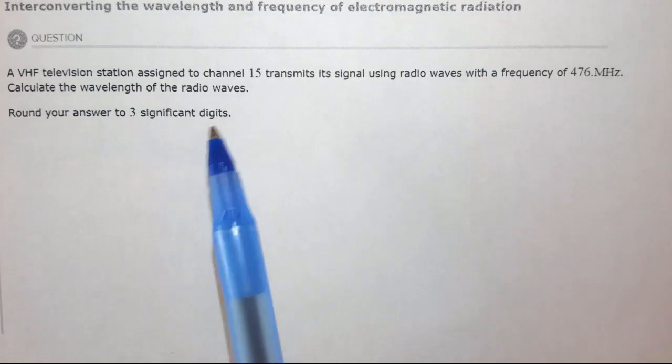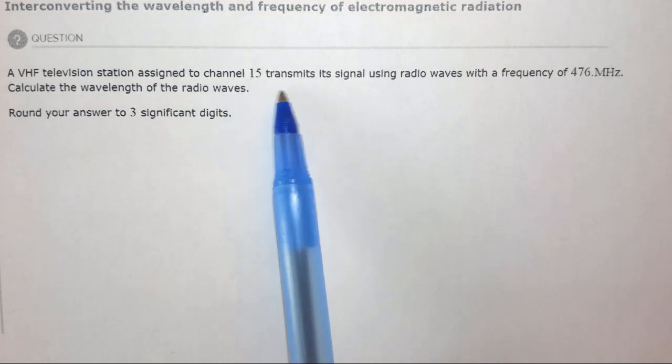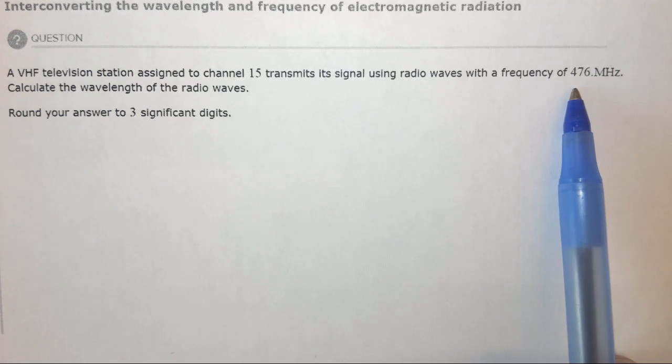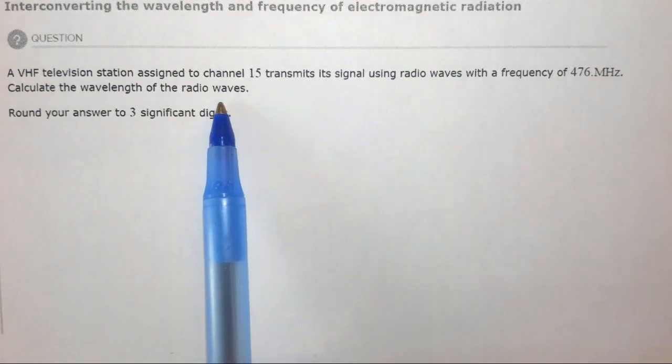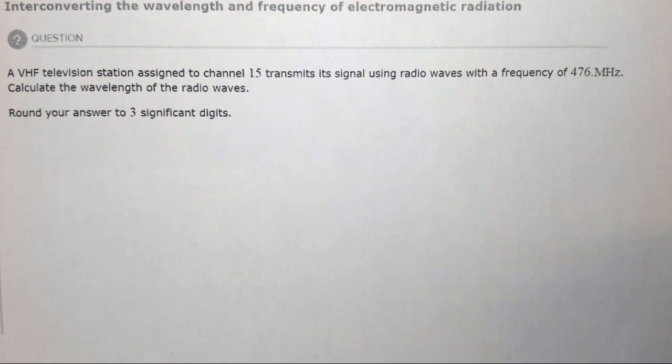In this question, we're given the frequency at which channel 15 transmits its radio signal, 476 megahertz. And we want to know the wavelength of this radio wave. So in order to do this, we need to use the relationship between frequency and wavelength.